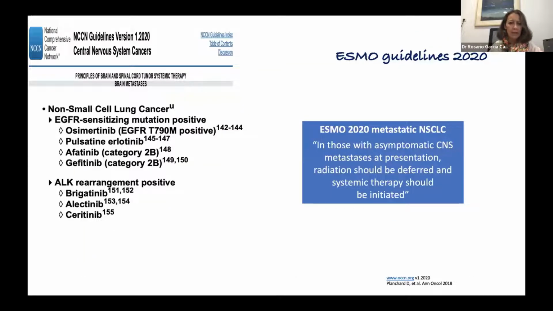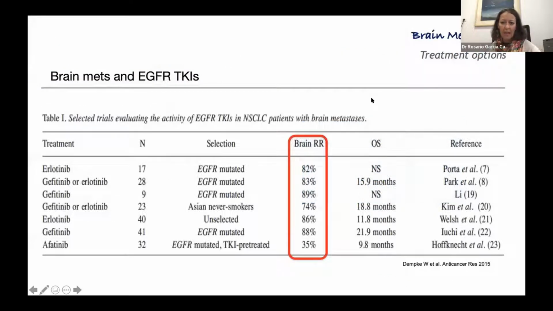Again, the guidelines, NCCN and ESMO guidelines, talking about central nervous system guidelines, they recommend in patients with EGFR sensitizing mutations and ALK translocations, specifically the ESMO guidelines recommend in those with asymptomatic CNS metastases at presentation, radiation should be deferred and a systemic therapy should be initiated. We may also discuss if we agree or not agree with this recommendation in our daily clinical practice.